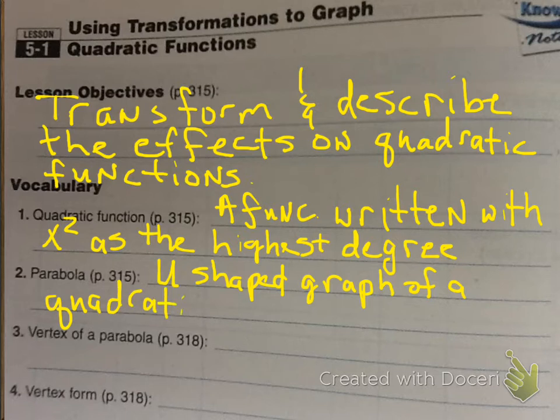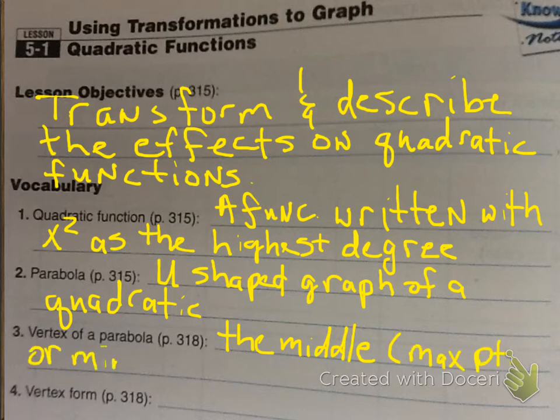And again, these are things that you've seen before, you've heard about before. The vertex. The vertex is the middle point. It's either the maximum or the minimum. We'll talk about that more in another section. Not today, but we will definitely talk about that more. But always keep in mind that your maximum or minimum point, your highest or lowest point on the U-shaped graph, is going to be your vertex. And it's going to be in the middle.